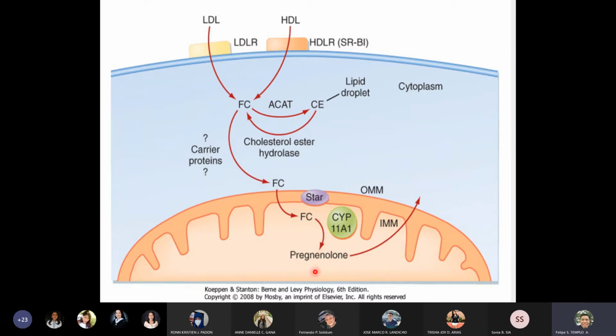Now we have a pregnenolone. The pregnenolone will be released back into the cytoplasm, where the actual synthesis will occur. So it is only the conversion of free cholesterol to pregnenolone that occurs inside the mitochondria, but the synthesis occurs in the cytoplasm. Now, to some extent, if your free cholesterol is not enough, some of your storage fats like the cholesterol esters can contribute, so you produce more free cholesterol.